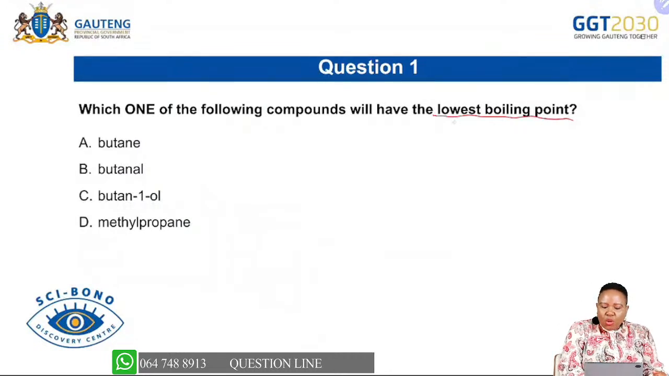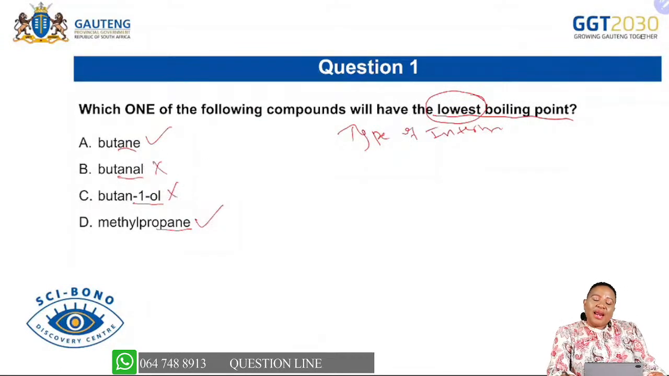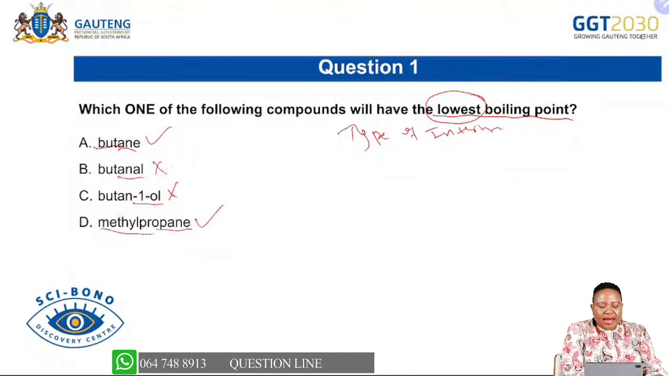So already you know that if you are given different homologous series, these are the alkanes, aldehydes, alcohols, and also this one is an alkane. So here the issue is about the type of intermolecular forces. That is the first thing. So you can see that for the lowest boiling point, it must be between this alkane and this alkane, because these two have London. This one is having dipole, hydrogen bond, and again this one is having London.